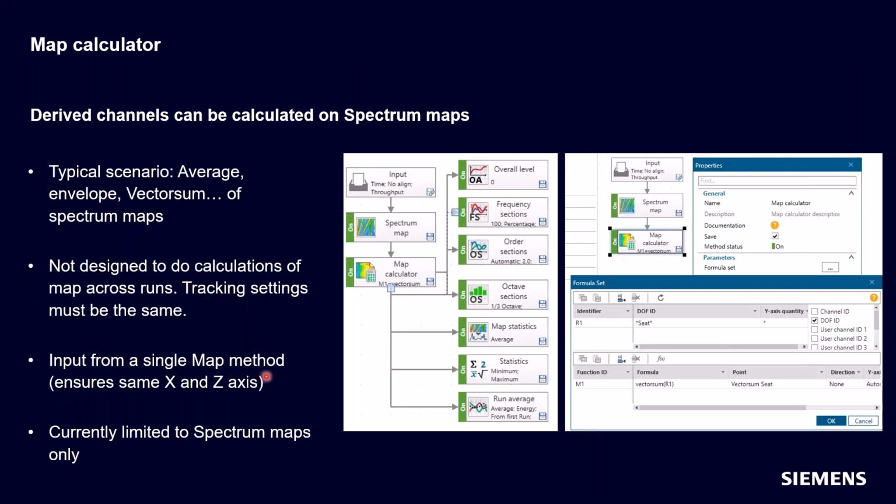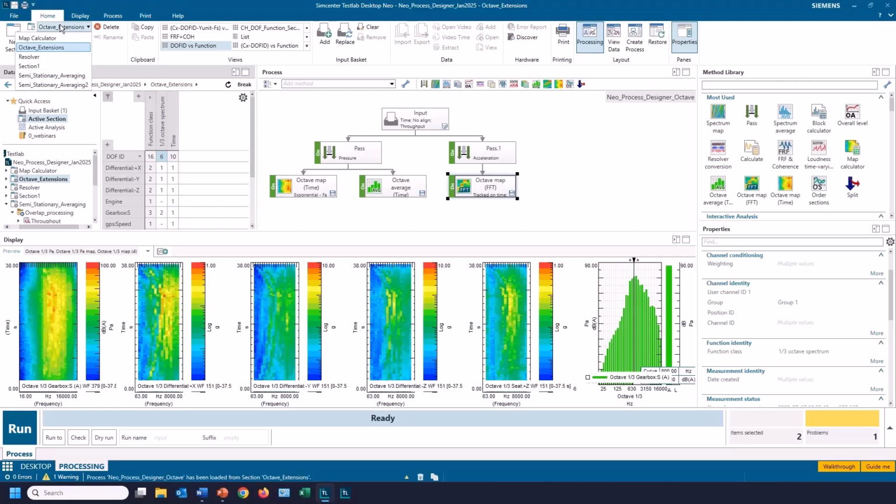So the input is really expecting a single map method. So if I try to point a second spectral map to the map calculator, you're going to get a warning and it won't let you do it. But it's really designed to have a single spectral map going to the map calculator, and then you can do waterfall map. It's expecting the z-axis and the x-axis to be the same. So the points along the tracking axis need to be the same, as well as frequency resolution and frequency range should be the same. So if I show that, it should have hopefully a map calculator section.